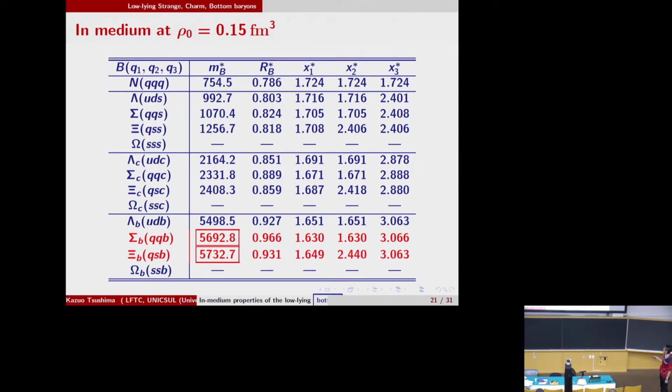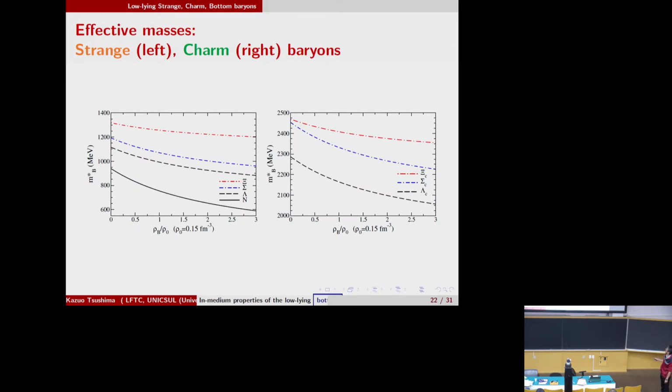I plan to, but there are always many things to do. Then the figure here: the left-hand side is the strange quark sector, hyperons, and the right-hand side is the charmed baryon sector. Starting from the vacuum mass, as the density increases, the effective mass decreases. It's the same feature, a similar feature. For example, this is cascade with only one light quark, and sigma and lambda with two light quarks are nearly parallel. In the charm baryon case, the starting mass is different. Here are cascade C, sigma C, and lambda C. Lambda C and sigma C are nearly the same.